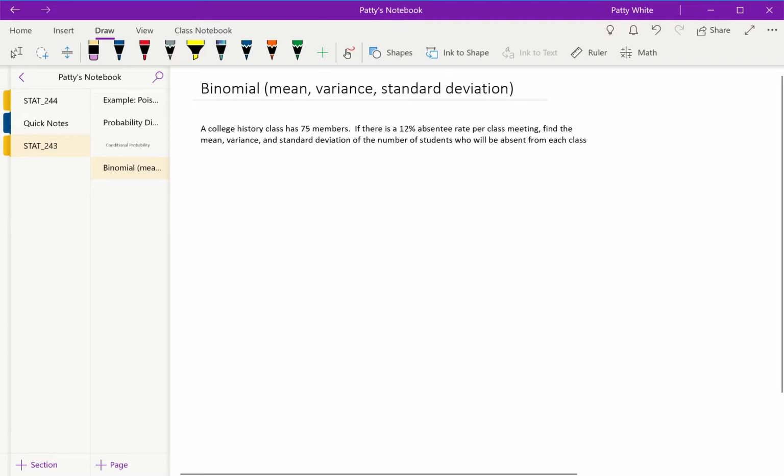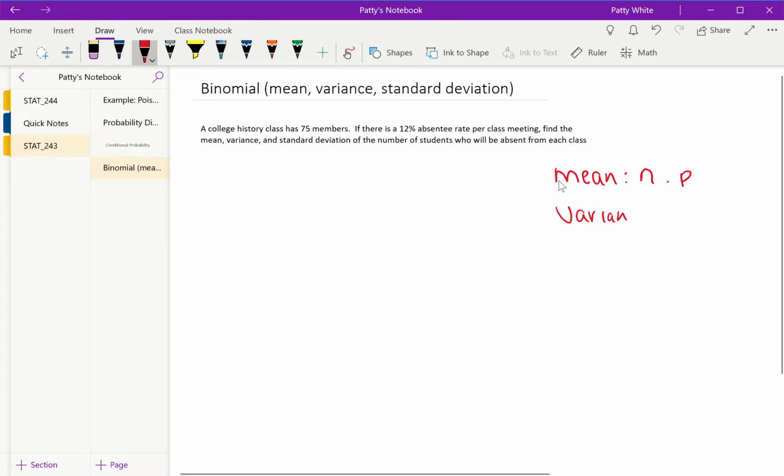Well, we know either the student is absent or they're not absent, so there's only two possible outcomes. And when we have two possible outcomes, we know we can use the binomial distribution. So we learned a quick way to find the mean of a binomial random variable, and that's n times p. And then to find the standard deviation, actually the variance, let's find the variance next.